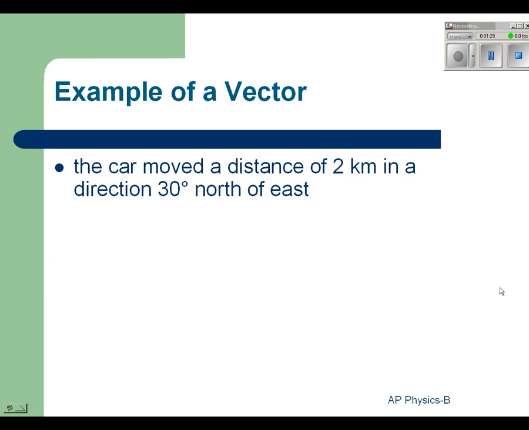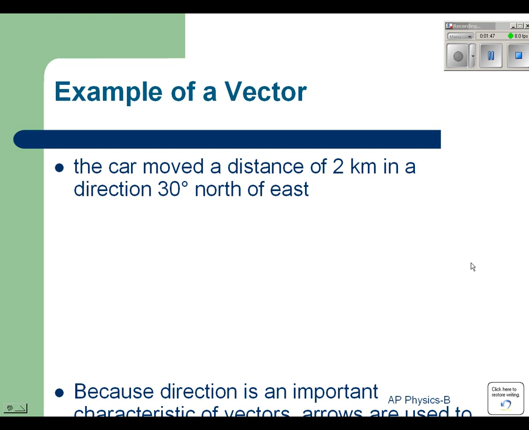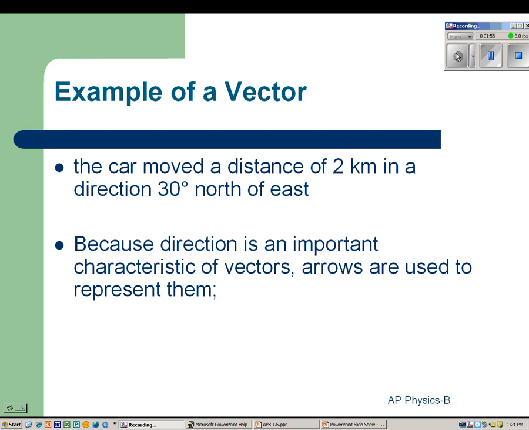Vectors, on the other hand, have a direction. So for example, the car moved a distance of 2 kilometers in a direction of 30 degrees north of east. It has both a magnitude, which is the 2 kilometers right here, and it has our direction. So that's a vector. Now, because direction is an important characteristic of vectors, arrows are used to represent them. The longer your arrow is, the bigger your vector is. The direction of the arrow shows the direction of the vector.